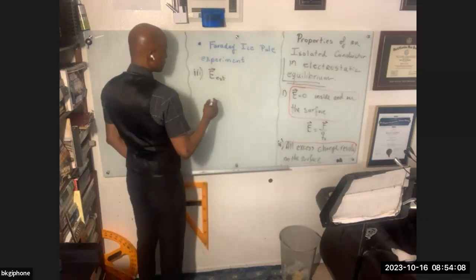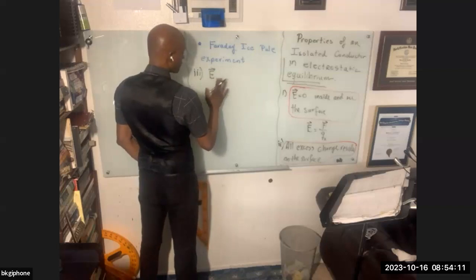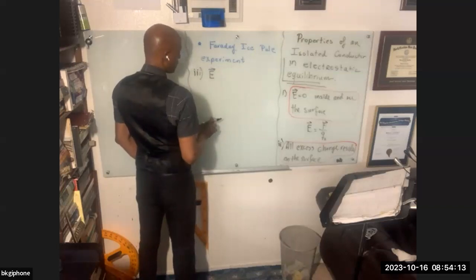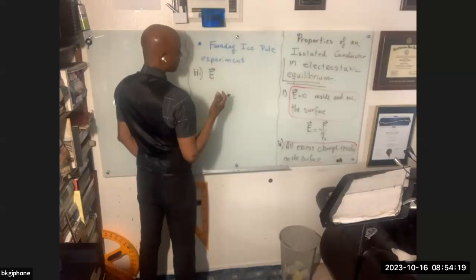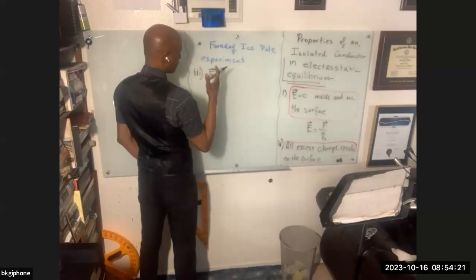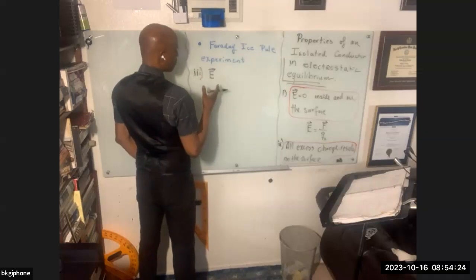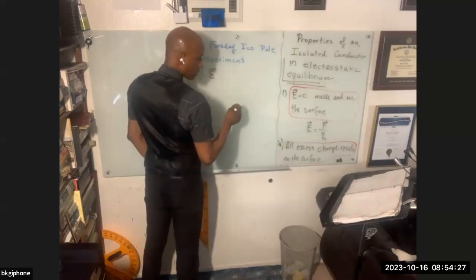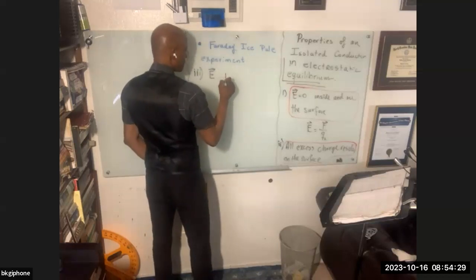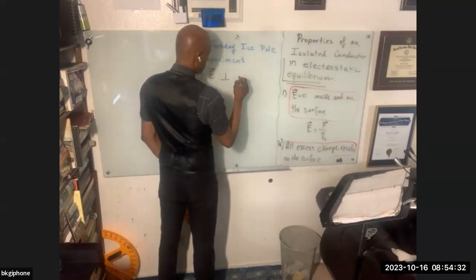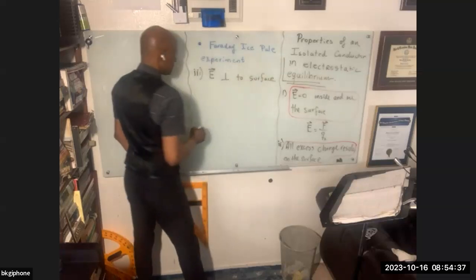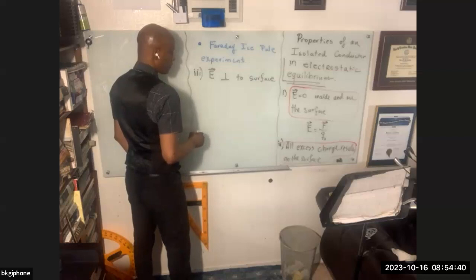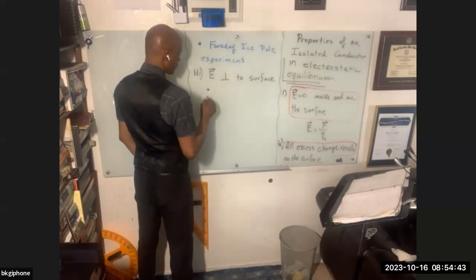or even the field associated with the charge itself. And this again is for an isolated conductor. So I guess if it's isolated, that means that it wouldn't be an external field. It would be a field associated with the excess charge on the conductor. That's right. So E is always perpendicular to the surface. Now, first, this is the electric field associated with the excess charge.